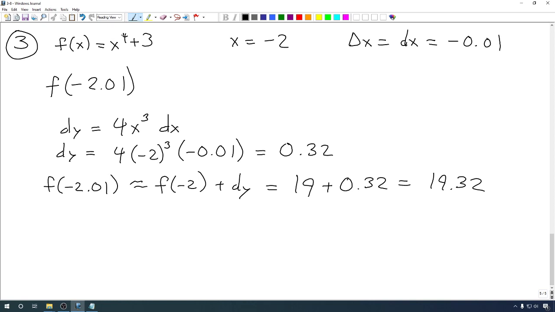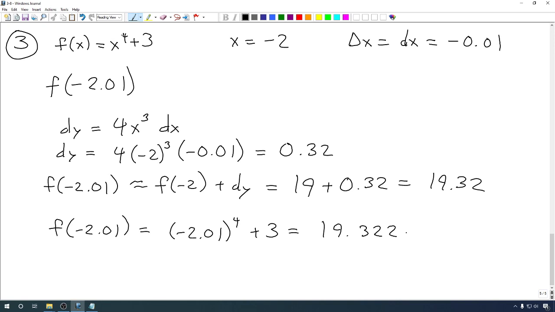Now, we can actually calculate what this should be. We know how to take the 4th power, so negative 2.01 to the 4th power, then plus 3. I used a calculator here, and I got an exact answer of 19.32240801. That's perfectly exact. There's nothing after that.